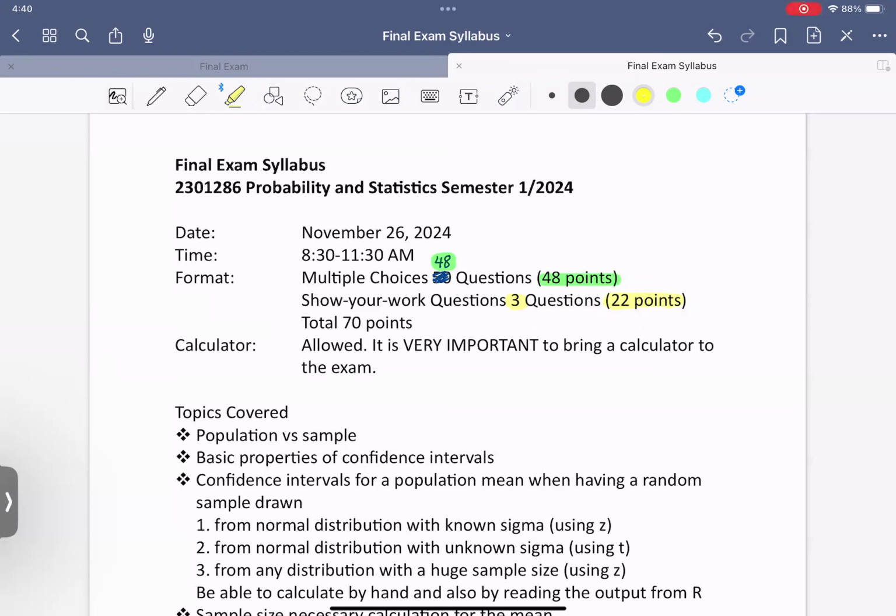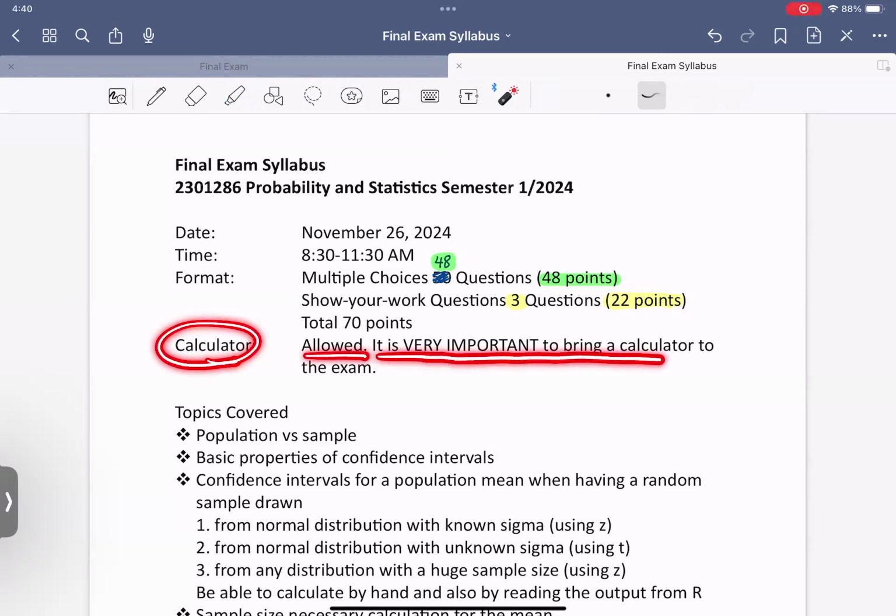And as you know, the final exam is gonna be worth 35% of the cost grade. So that means we're gonna divide 70 by 2, and that will be your score for the final exam. Okay. All right. So the calculator, of course, it is allowed. And also it is very important to bring a calculator to the exam because we are working with statistics, so you actually need to use a calculator on the paper test. You don't want to just calculate by hand. It's almost impossible to do it.